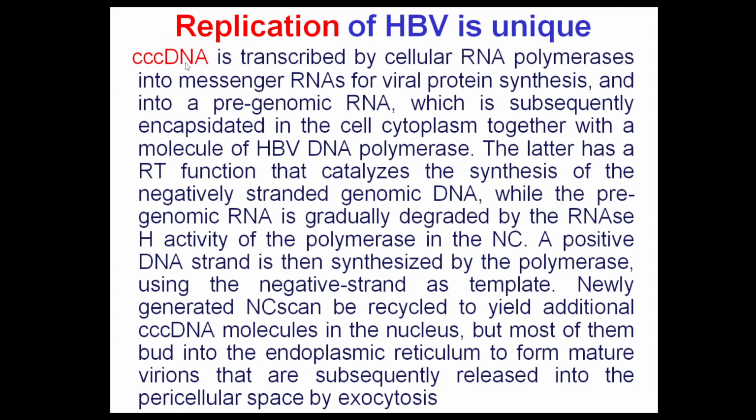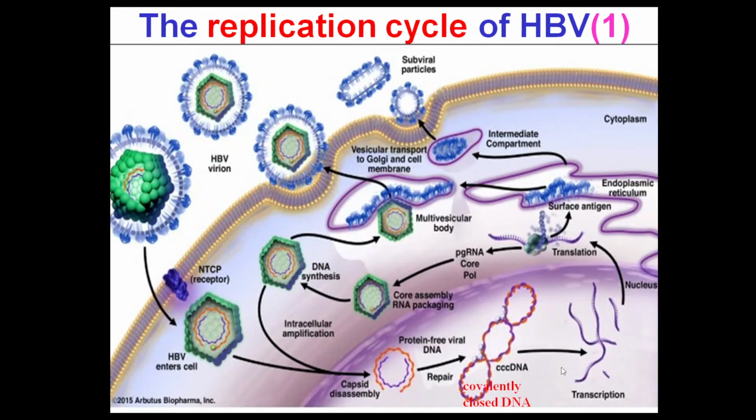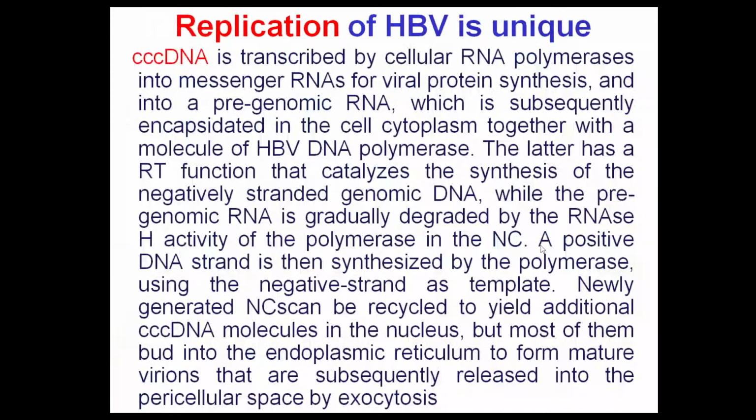The supercoiled DNA then can be transcribed by cellular RNA polymerase into mRNA. Then this mRNA will be taken out of the nucleus into the cytoplasm, and then translation of these transcripts will occur on the cellular ribosomes.